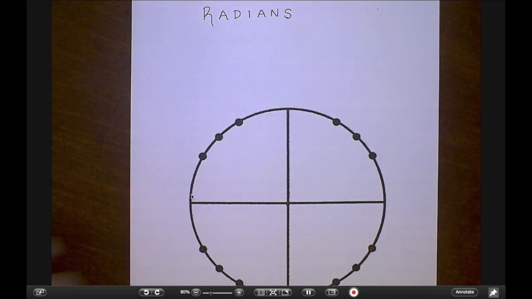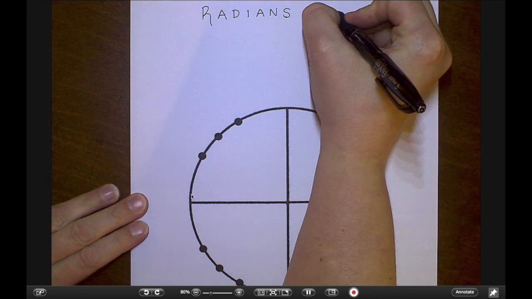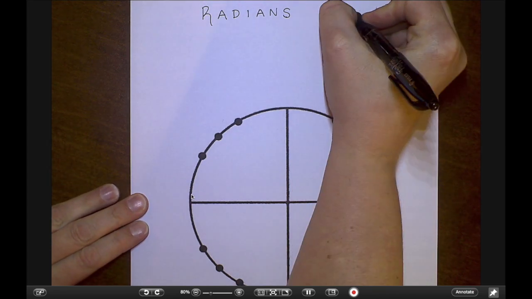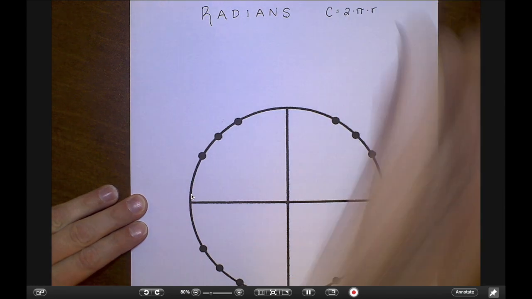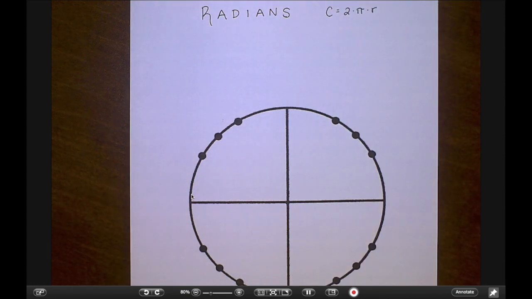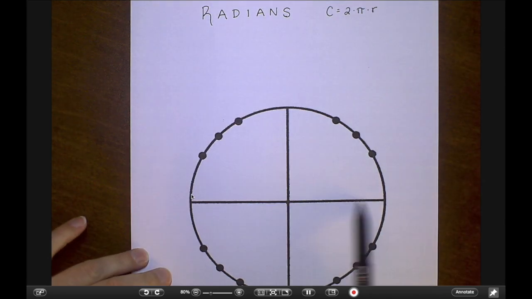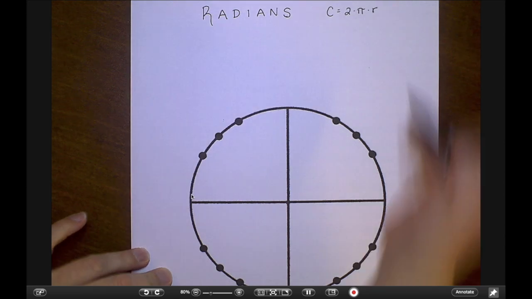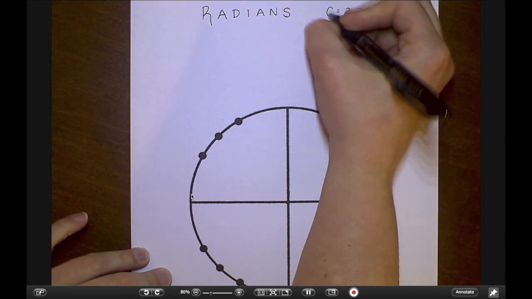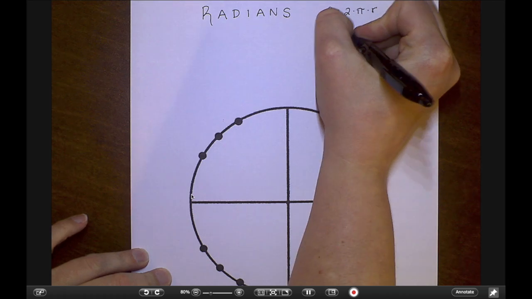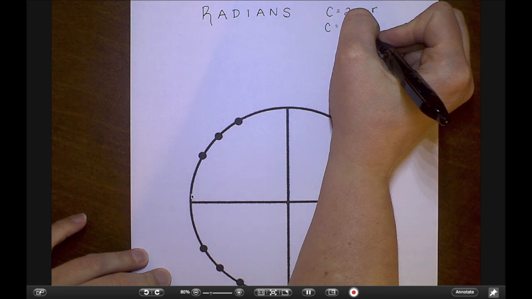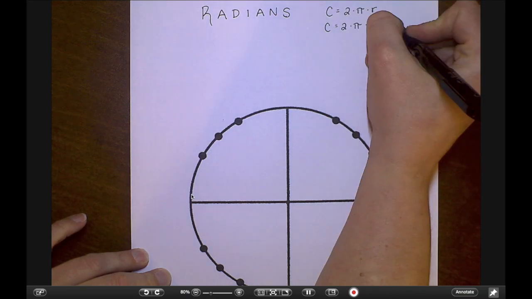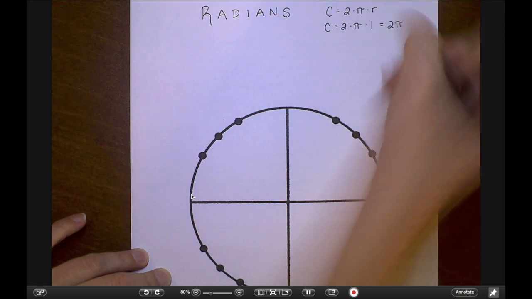circle. So you may or may not remember this from geometry, but circumference is 2 times pi times radius. Sometimes we also say pi times diameter. Either one would work here. And the radius of the unit circle, we said, is always 1. That's what makes it a unit circle. So if we put a 1 in right here, we find that the circumference is equal to 2 pi.